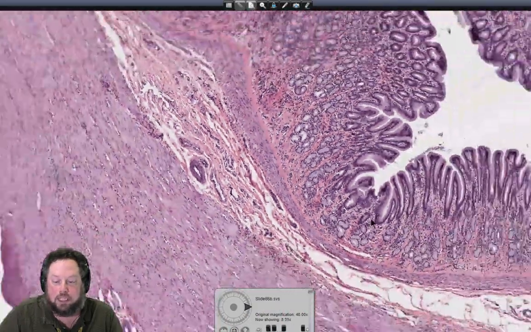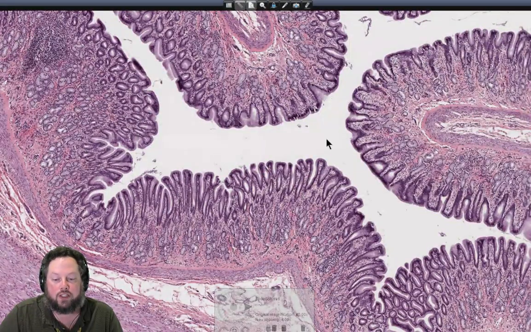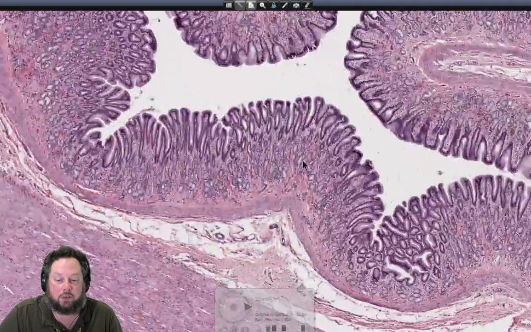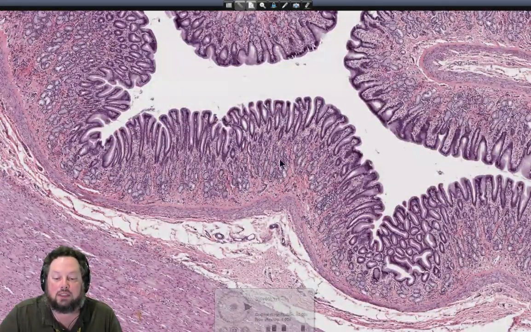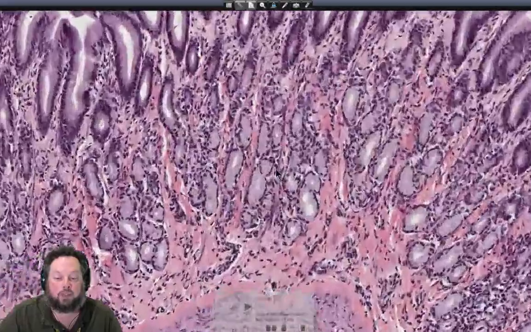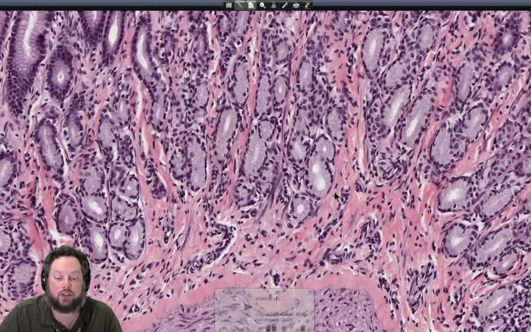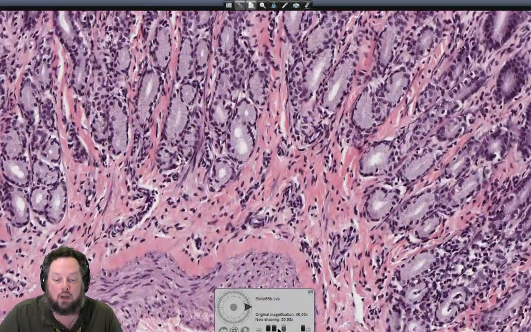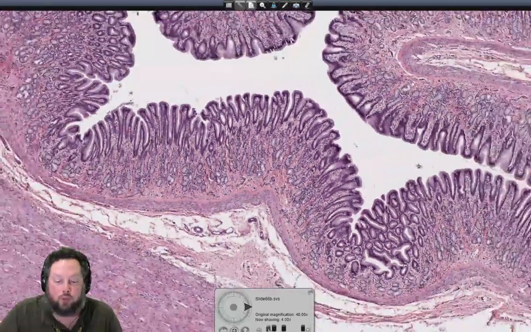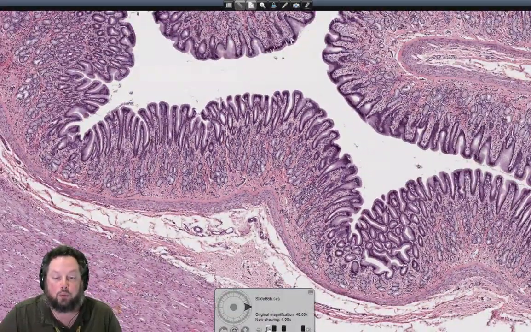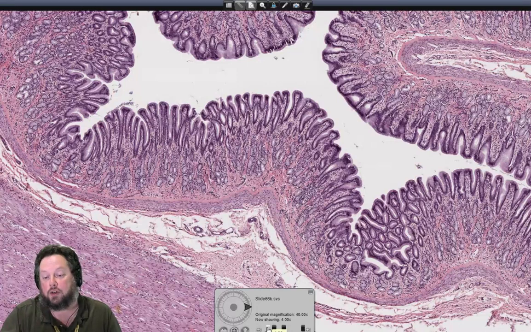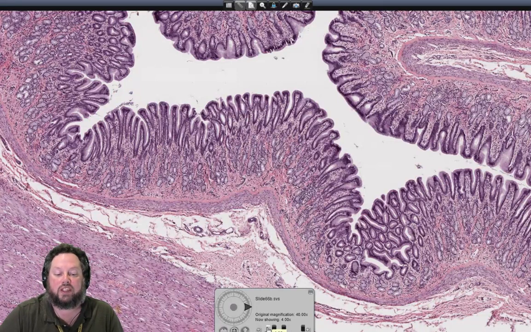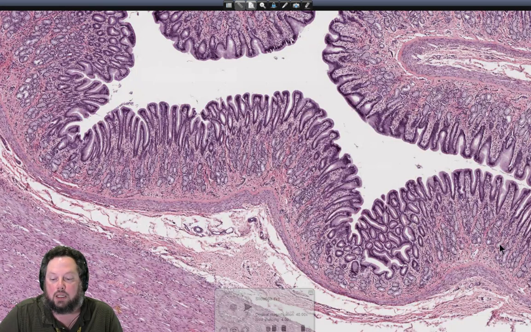So the classic features of the pyloric region of the stomach are the very deep gastric pits, the mucus secreting pyloric glands of the stomach, which are entirely mucus secreting. And those are the main features. We will look at the junction between the pyloric region and the duodenum. We will see evidence of the pyloric sphincter, which is a thickening of the inner circular layer, so it's a true muscular sphincter there.